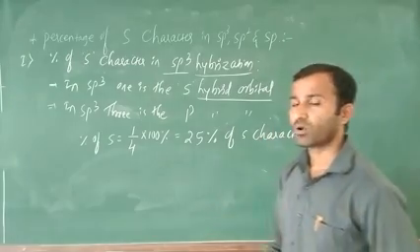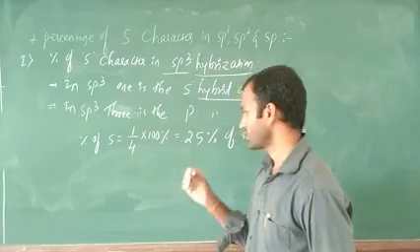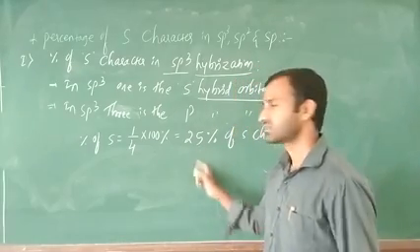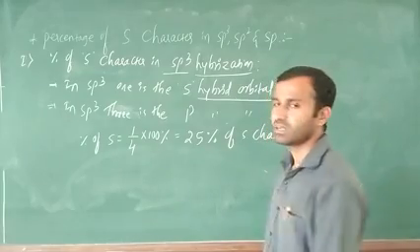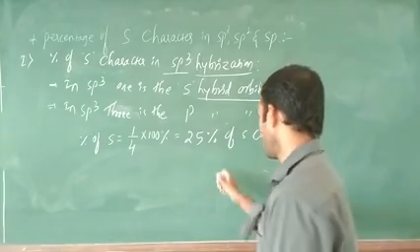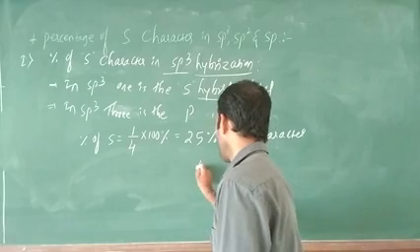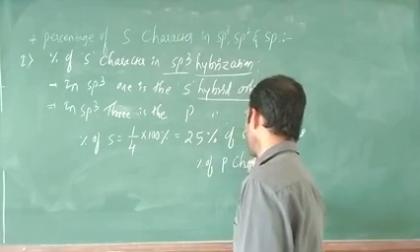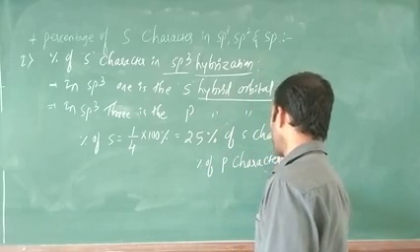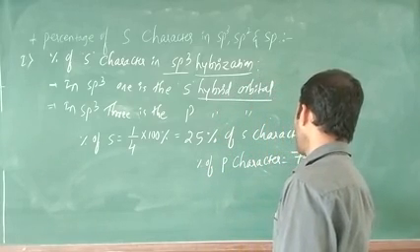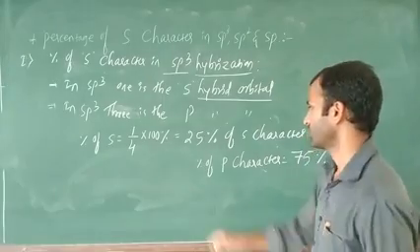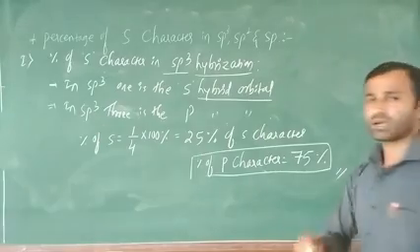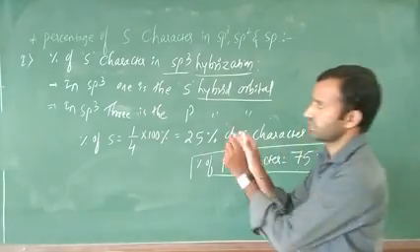Now tell me, what about the p character? Very simple, 100 minus 25, we get 75. That is the percentage of p character. You also have to write percentage of p character equal to 75%. Very simple. This is sp3.